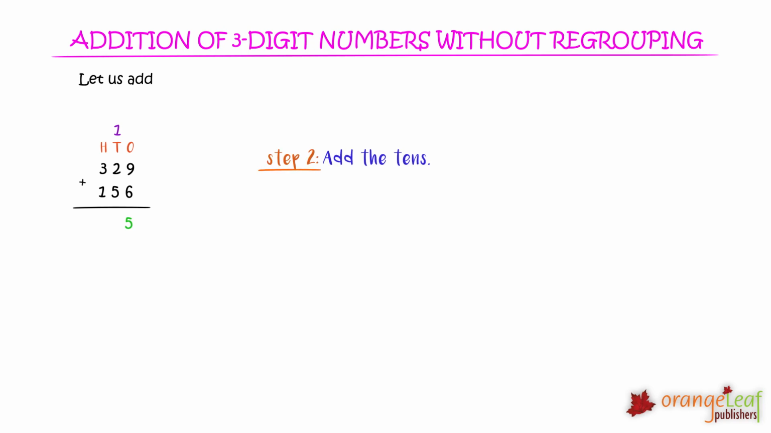Step 2. Add the tens. 1 ten carried over plus 2 tens plus 5 tens is equal to 8 tens. Write 8 in the tens place. Step 3. Add the hundreds. 300 plus 100 will give us 400. Write 4 in the hundreds place. The sum is 485, where 4 is in the hundreds place, 8 is in the tens place, and 5 is in the ones place.